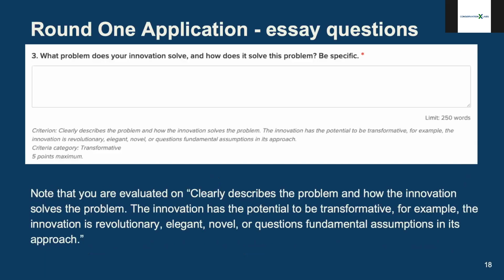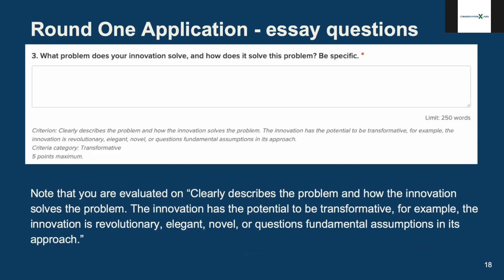So the third question here is, what problem does your innovation solve and how does it solve this problem? And you want to be specific. So what you're evaluated on is that you clearly describe the problem and how that innovation solves the problem.